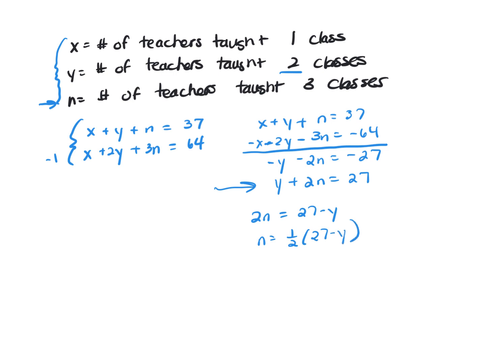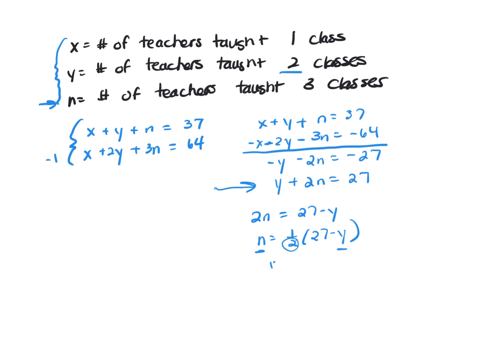Now n is the number of teachers that taught 3 classes. So n has got to be a positive integer. It's got to be a whole number. So how can that happen? We want to think about the largest number and the smallest number. Let's think about the largest one first. I want n to be large. So I want to subtract y off, but I do not want to subtract much off. But whatever value I choose for y, I want to make sure the 2 cancels, so I've got a whole number.